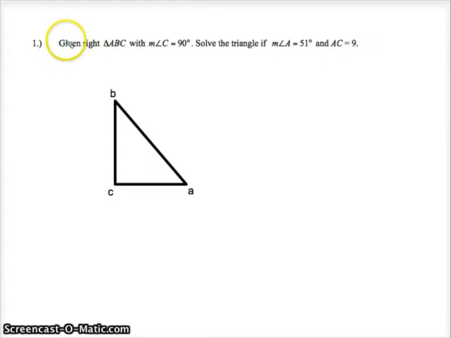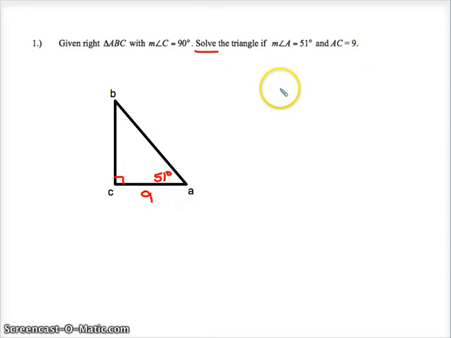Okay, I'm given right triangle A, B, and C. C is 90 degrees. We were told it was 90 degrees, so I can go ahead and mark it. Okay, I'm also told that the measure of angle A is 51 degrees. All right, and I'm also given that AC is 9. Okay, now the directions say to solve the triangle. That means I need to find all missing sides and angles.